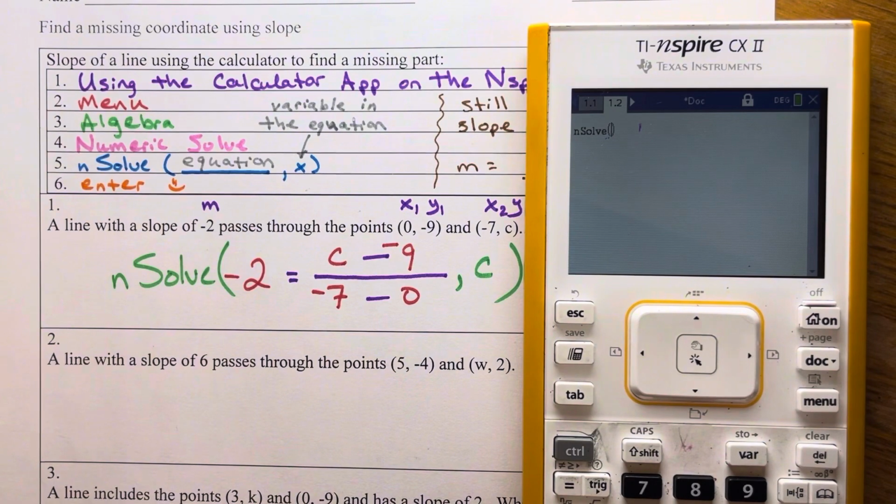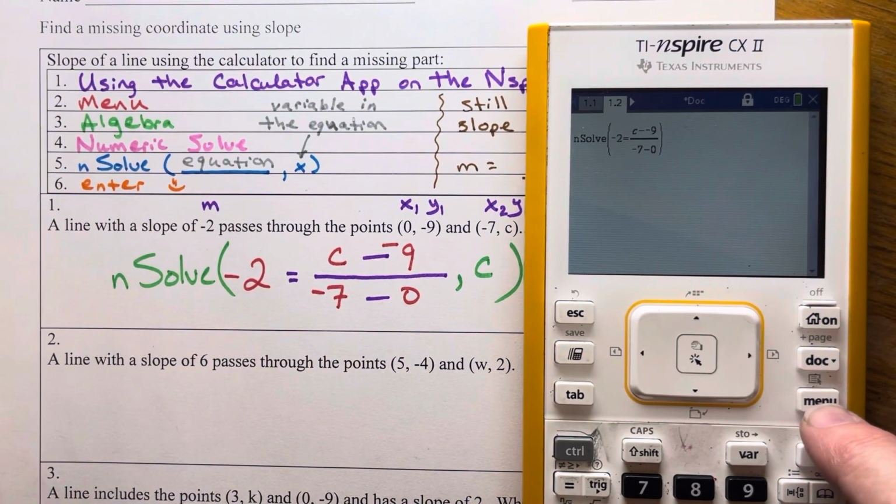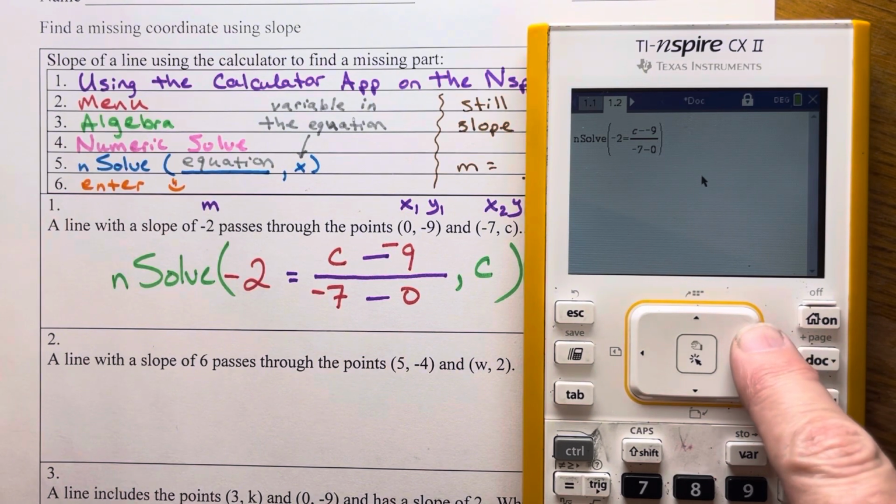Let's do that now. We have -2 equaling this big fraction. If you don't know how to make this big fraction on the NSPIRE, you push control and then divide. That makes a nice big fraction that you can then fill in with your variables, symbols, and numbers. So we are looking for c minus -9, all of that quantity divided by -7 minus 0. I appear to have a smudge on my screen. Let's clean that off.